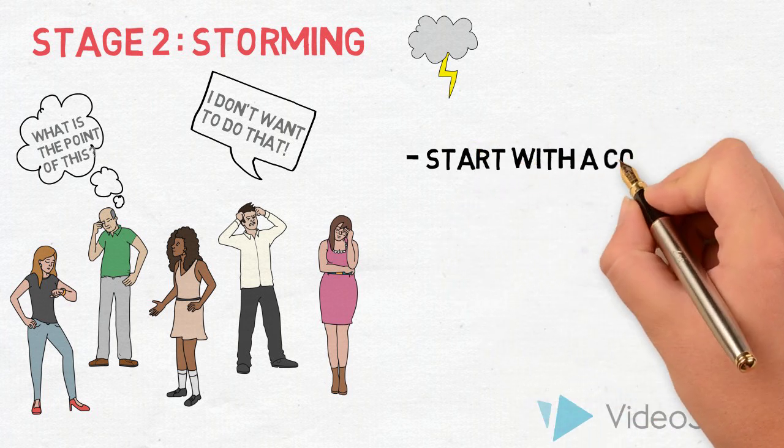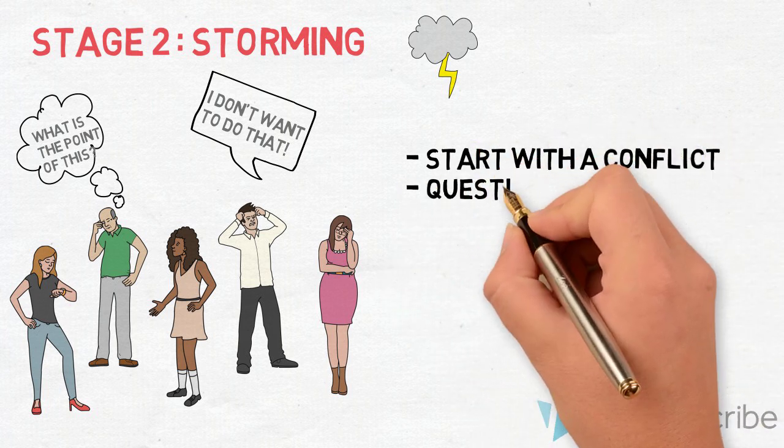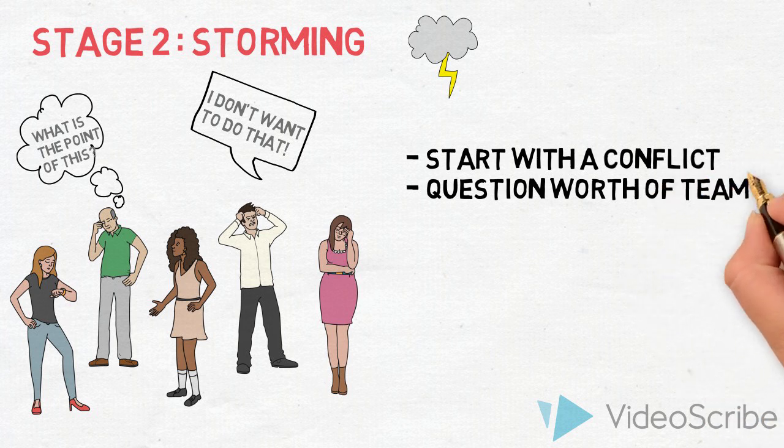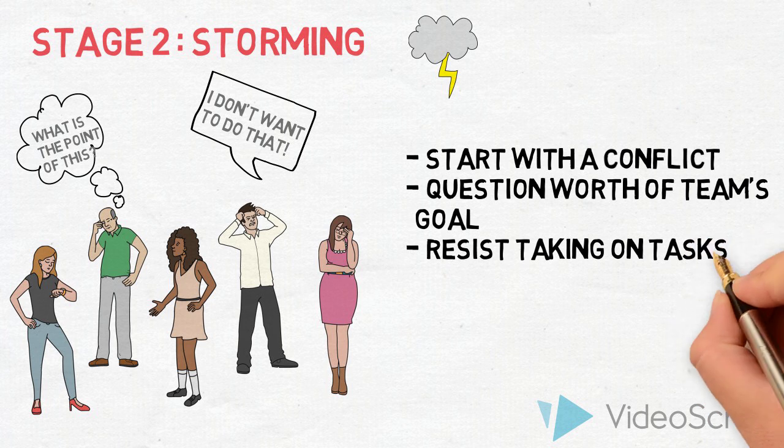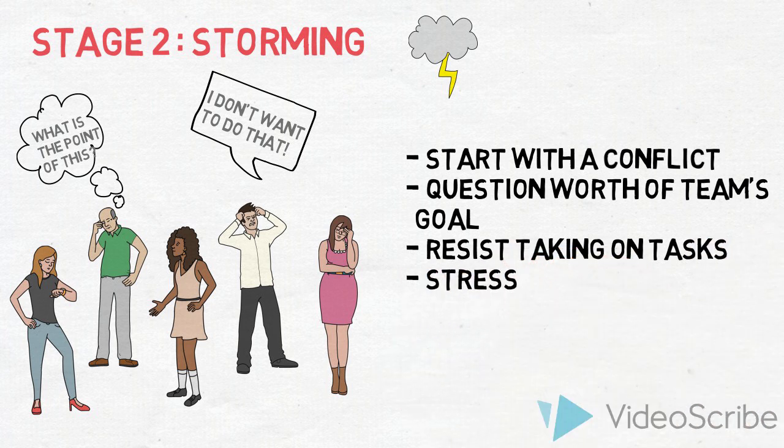Storming often starts where there is a conflict between team members' natural working styles. Some may question the worth of the team's goal, and they may resist taking on tasks. Team members who stick with the task at hand may experience stress, particularly as they don't have the support of established processes or strong relationships with their colleagues.